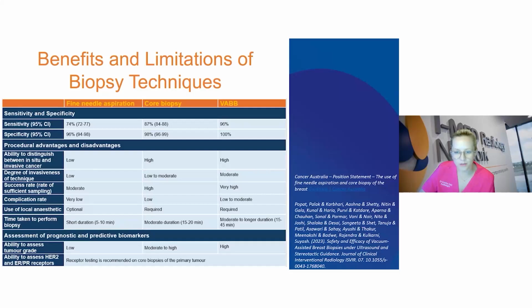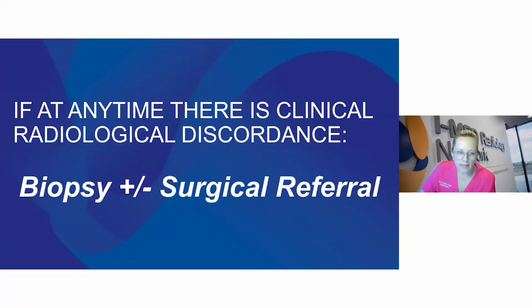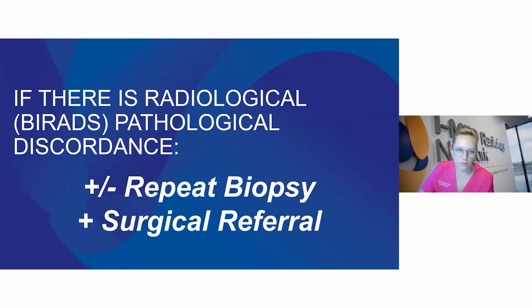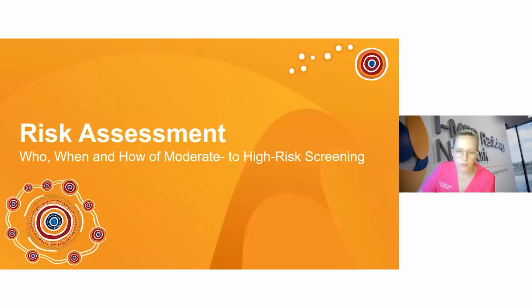The actual biopsy component is very fast, but it has very good predictors when it comes to grading tumours and looking at receptors. Again, if at any time there's clinical and radiological discordance, just do the biopsy and consider surgical referral. And if there's a radiological pathological discordance, so the radiologist has called a BI-RADS 4 or 5 and you get a benign or normal result, consider repeating the biopsy and surgical referral.